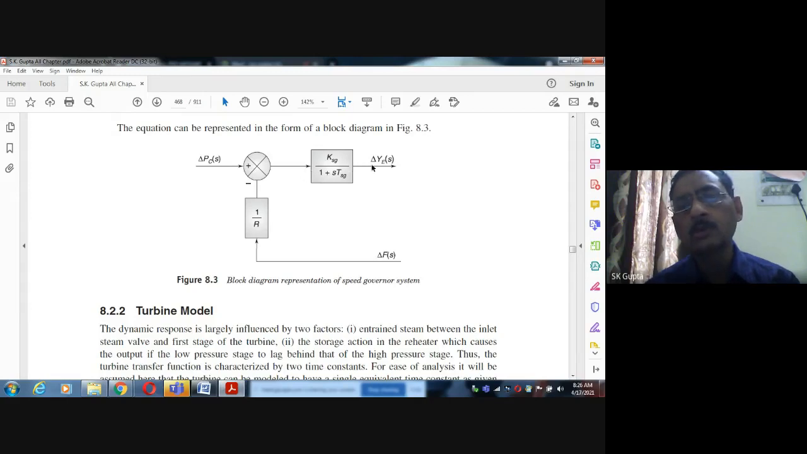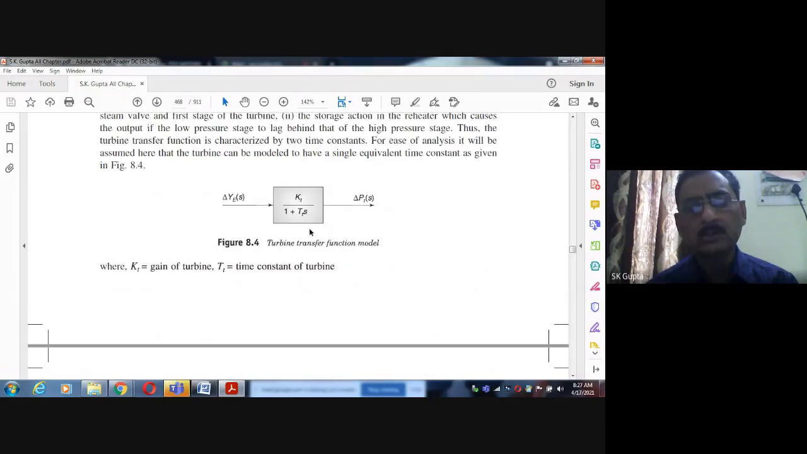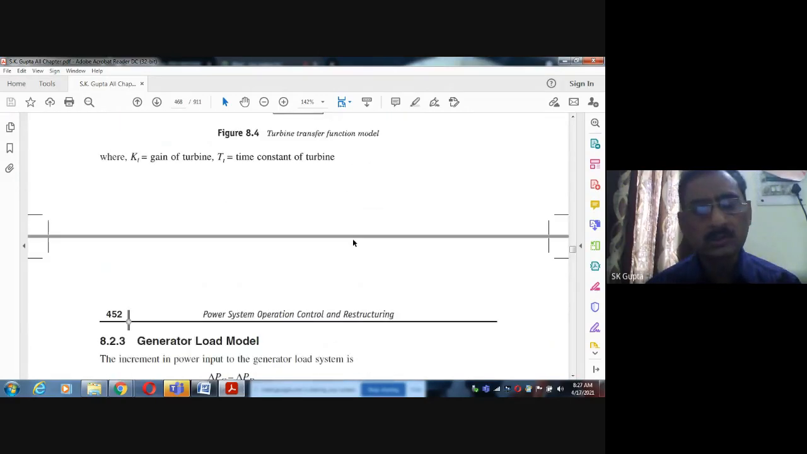And accordingly, there will be opening. If it is the opening of the fuel valve, then more fuel will go to the turbine, and this turbine will convert it here to power, the mechanical power output. So you can say the turbine is connected here. This turbine model is like this: it will take delta Y as the input, and delta PT is the power output of the turbine. Okay, so I think it is clear now.